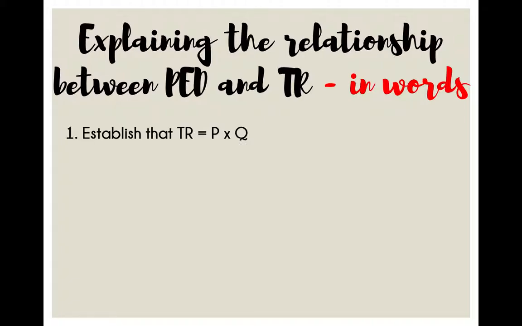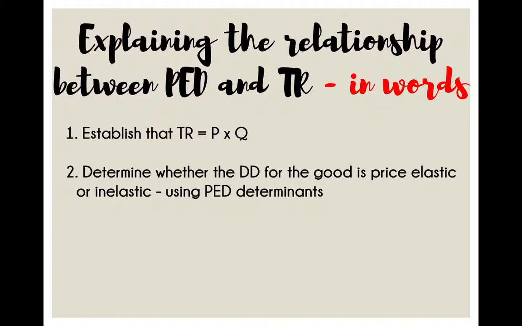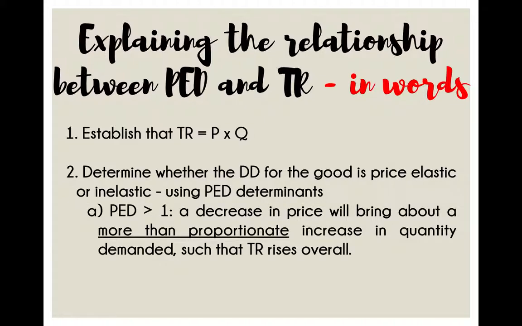Okay, first you need to establish that TR is essentially calculated as P multiplied by Q. Then you need to determine whether the demand for this good is price elastic or inelastic using PED determinants. Okay, I hope you still remember what the PED determinants are. After you have done that, let's say you figured out that the demand for this good is actually price elastic. So what should the firm do then to prices?